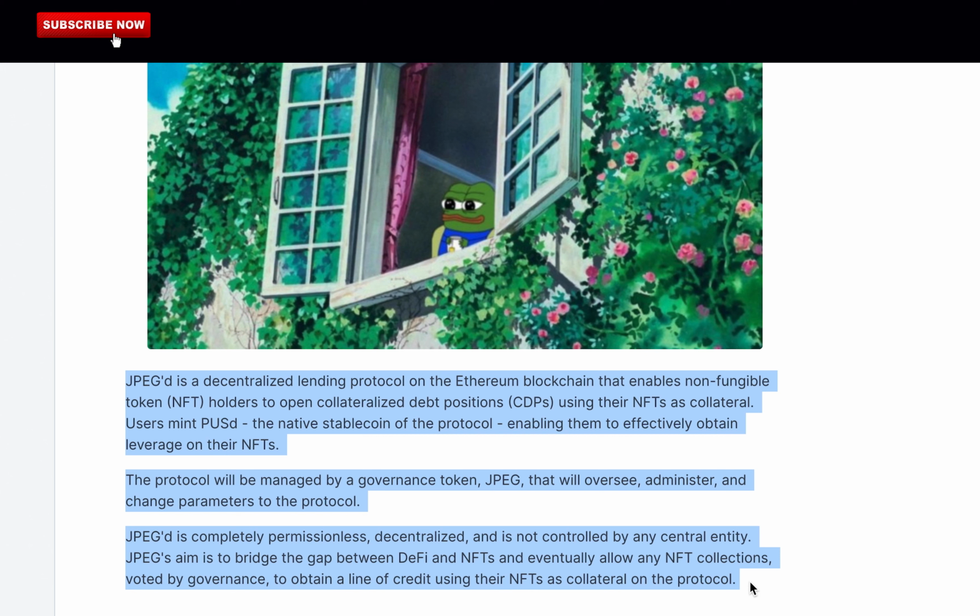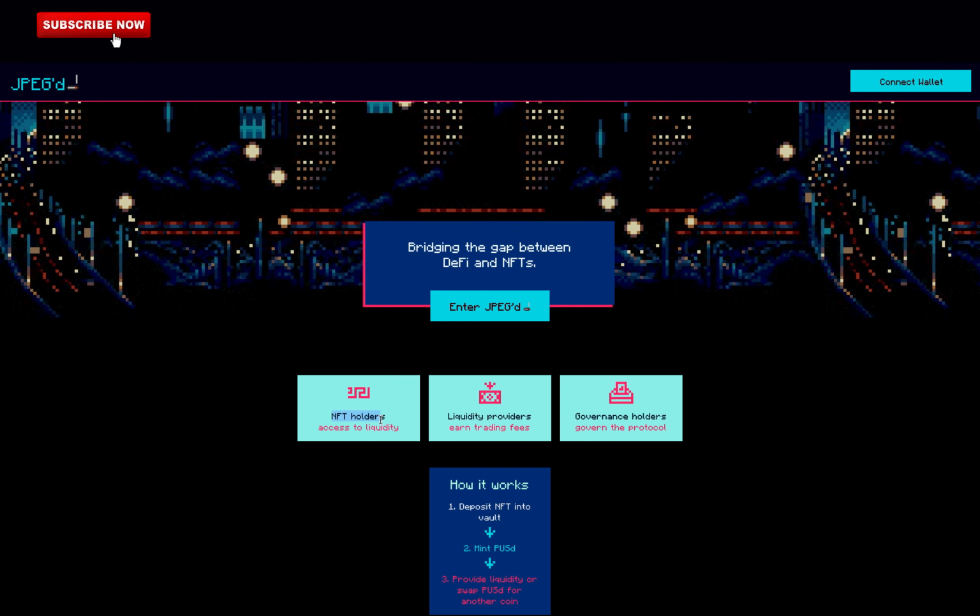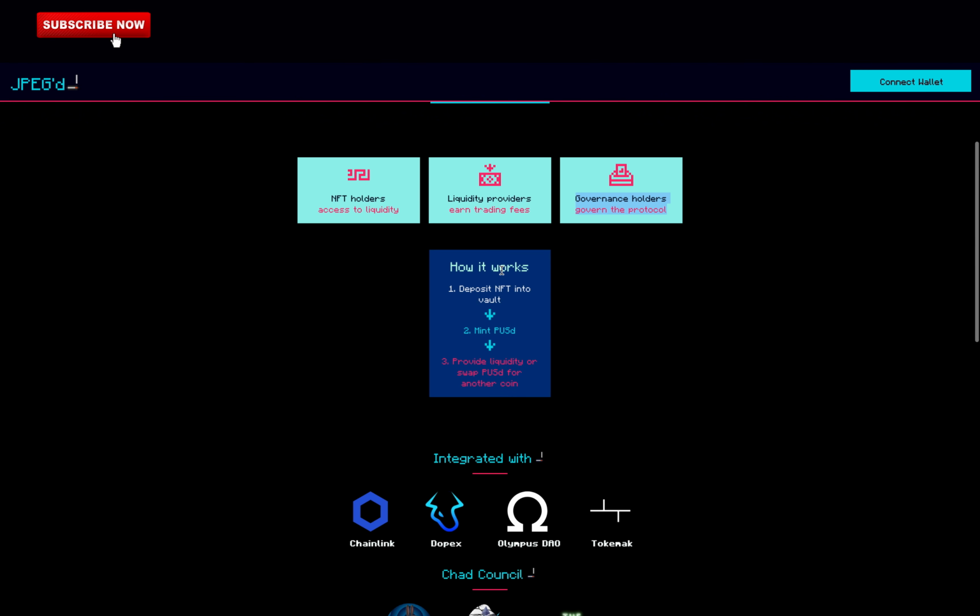JPEG'd's aim is to bridge the gap between DeFi and NFT and eventually allow any NFT collections voted by governance to obtain a line of credit using their NFT as collateral on the protocol. The NFT holders have access to the liquidity. The liquidity providers earn trading fees. The governance holders govern the protocol. Here's how it works. Deposit NFT into the vault. Mint PUSd, which is the stablecoin of the JPEG'd protocol. Provide liquidity or swap PUSd for another coin.